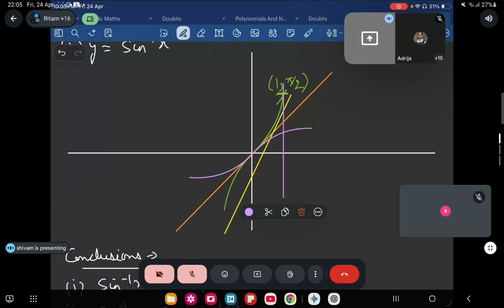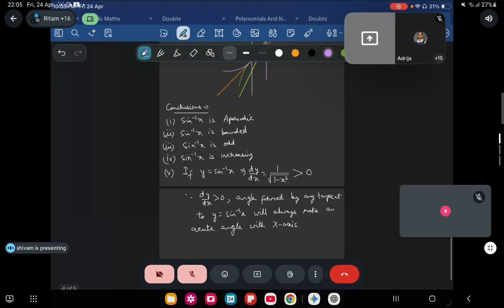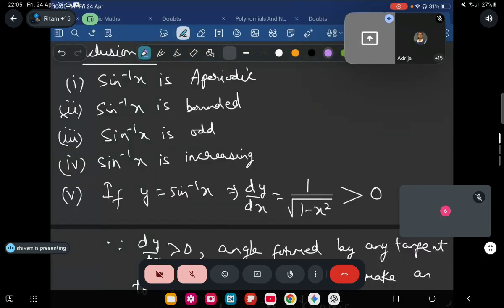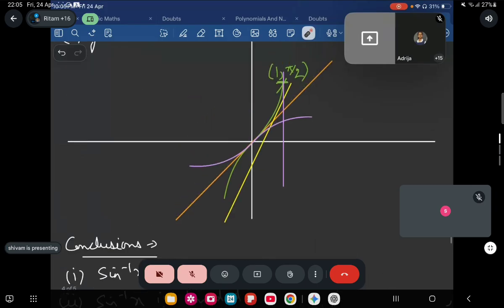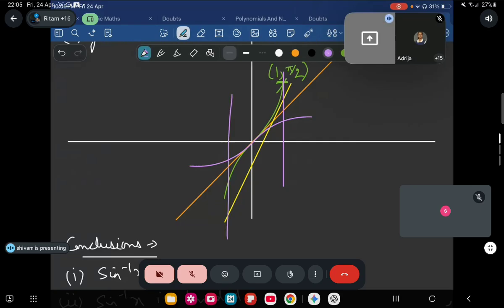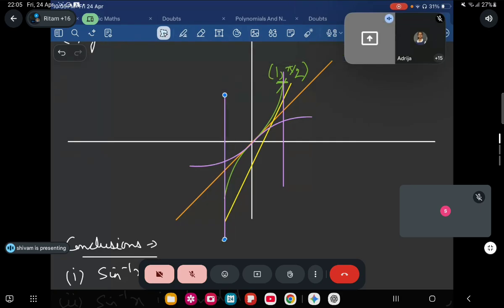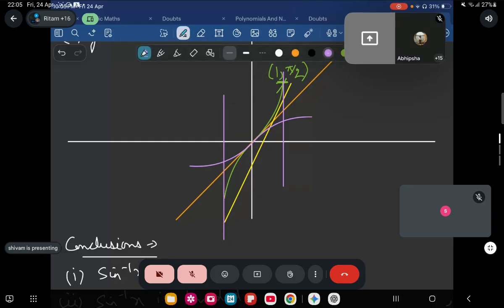That is why, if you see dy by dx at x equal to 1, what is the value? It's undefined. And when tan of something is undefined, that something is equal to 90 degrees. Tell me, Abhipsha, are you getting it? Abhipsha, Ritam, those who are doing it for the first time? Yes, sir. Okay.